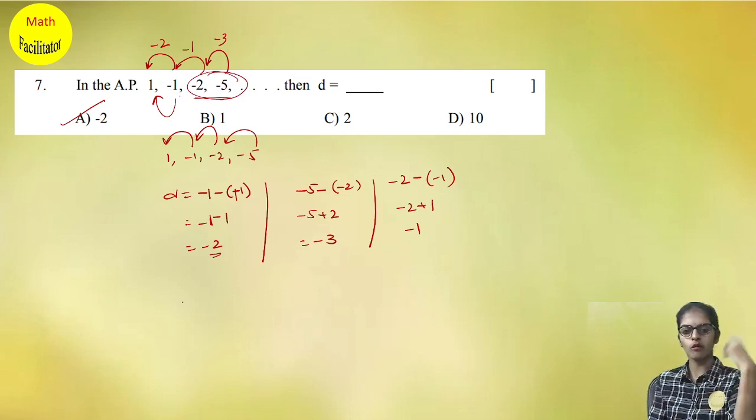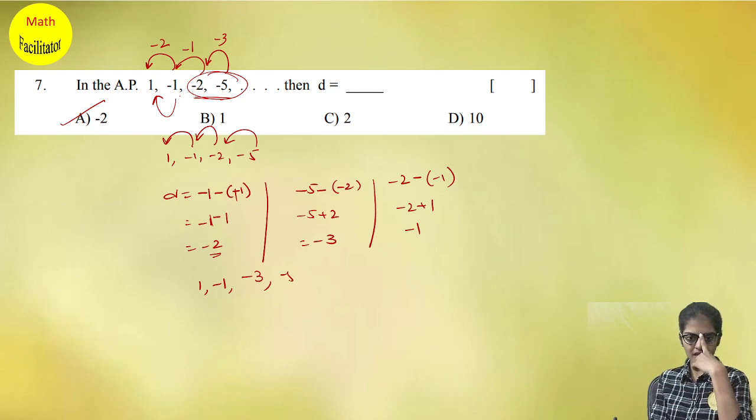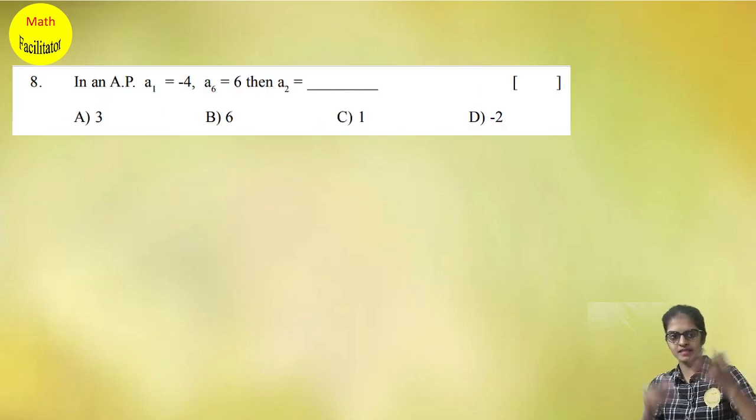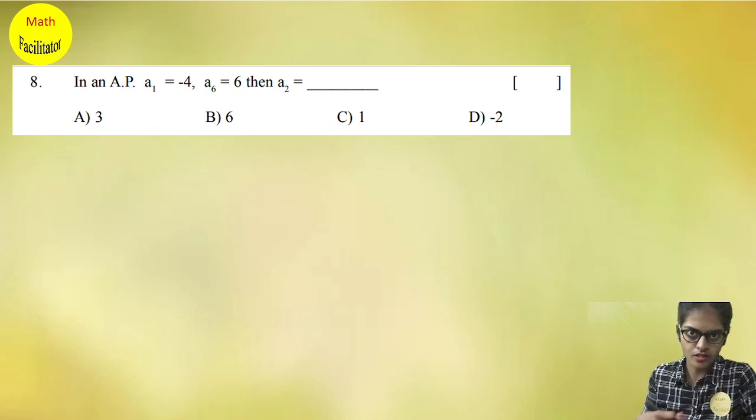Okay. So what should be the terms then? Can you tell me? If this is 1, minus 1, next should be minus 1 minus 2, so minus 3 should come here. Then minus 3 minus 2, so minus 5 will come. So that means this should be minus 3 actually. So print mistake or typing mistake, something. So no problem. But you understood the concept now?